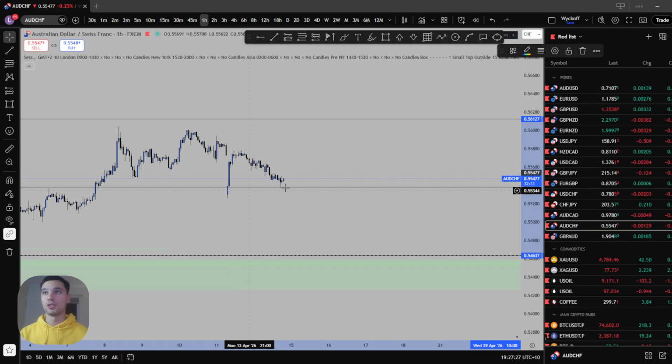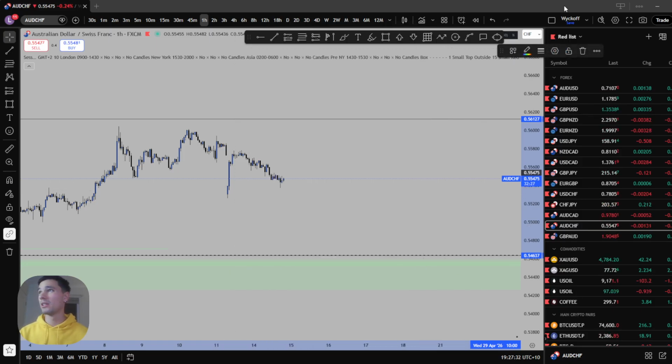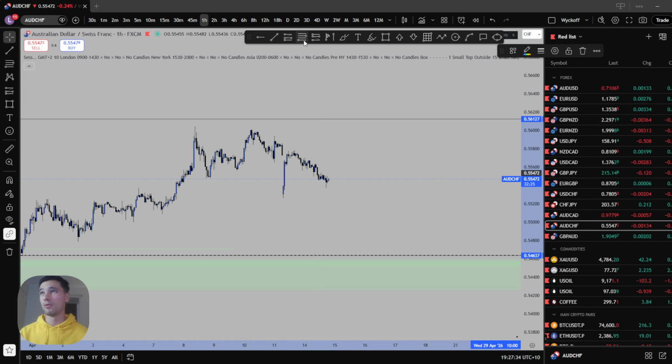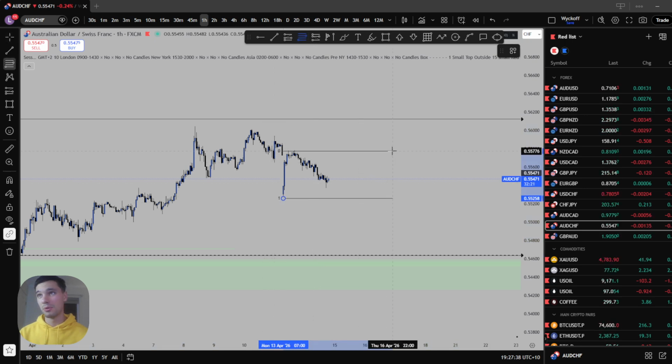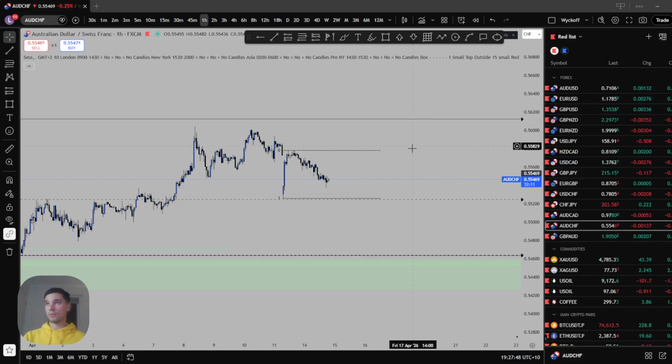I will target a potential accumulation model around the EQ of this range just because we have really, really nice buy side liquidity forming. This is beautiful. We will monitor this for now and see what happens.